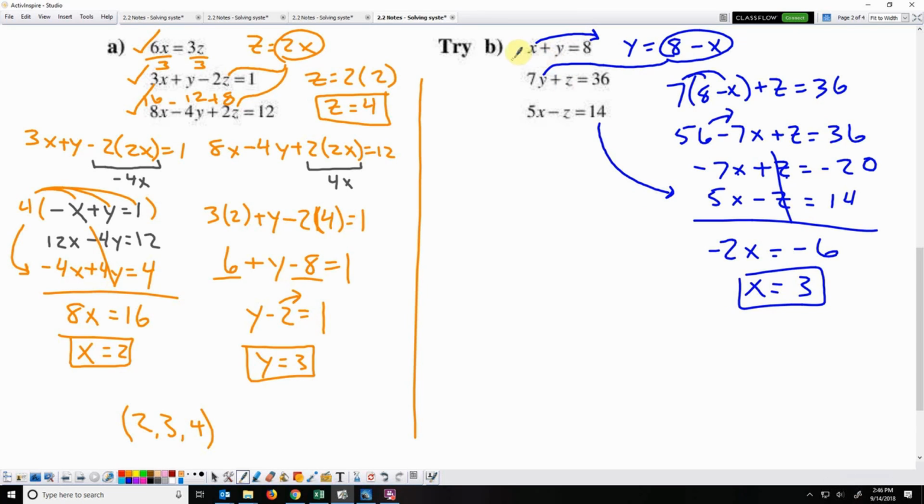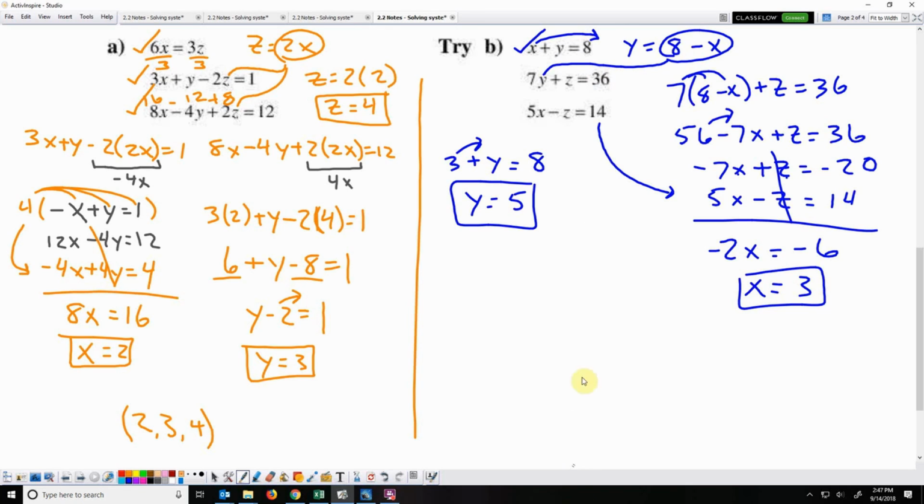It would be easiest to plug that into the top equation. 3 plus y equals 8. Subtract that 3, y equals 5. And I did that in that first equation, so I'm certain that first equation, my x and y will check out. And if I really need to check, I've got 3 plus 5, that does equal 8.